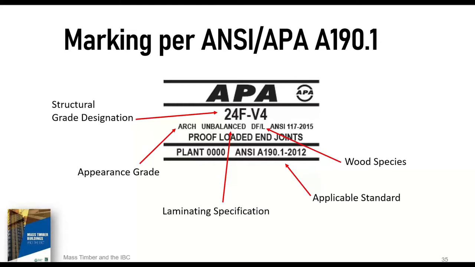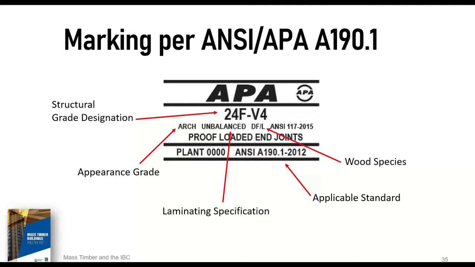center and then proceeding clockwise, the laminating specification shows unbalanced, and that's indicating the type of layup used for laminating. Available layup types include balanced. Balanced layups are used for continuous or cantilever span. Continuous or cantilevered span bending member.